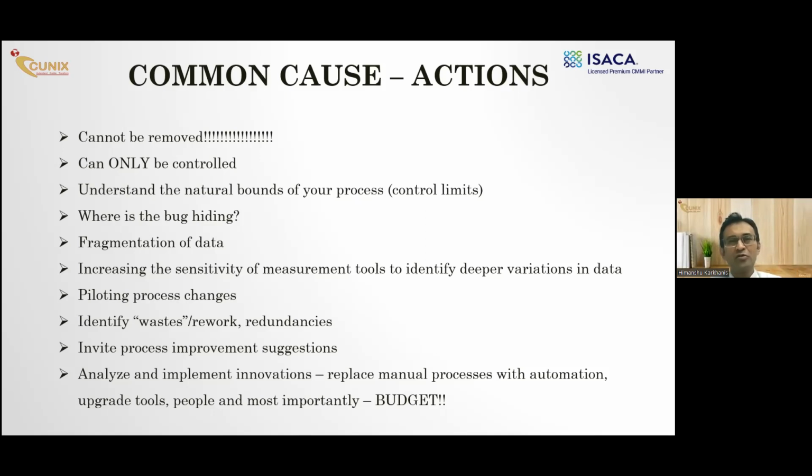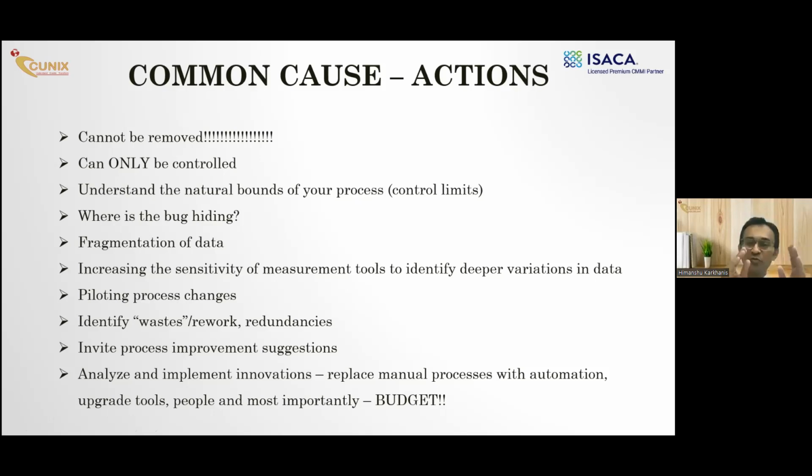Like if you have been using Excel to do most of the project management, that might not be a very efficient idea. Maybe it's time to move to some automated tool. There are so many tools available, and you will notice that your everyday time is also reducing. Okay. So you can do that, but then of course, don't forget one important point, which is budget.